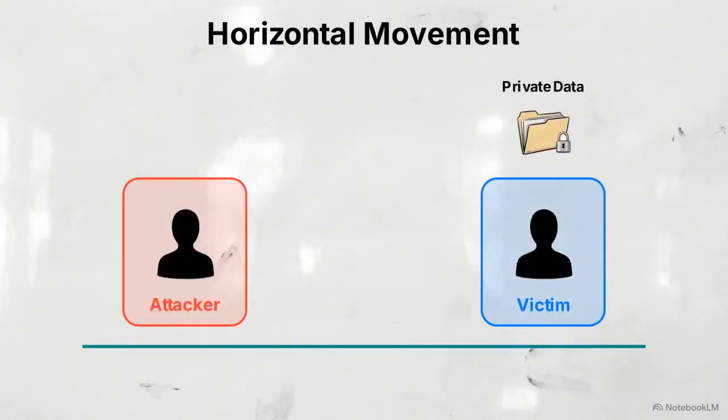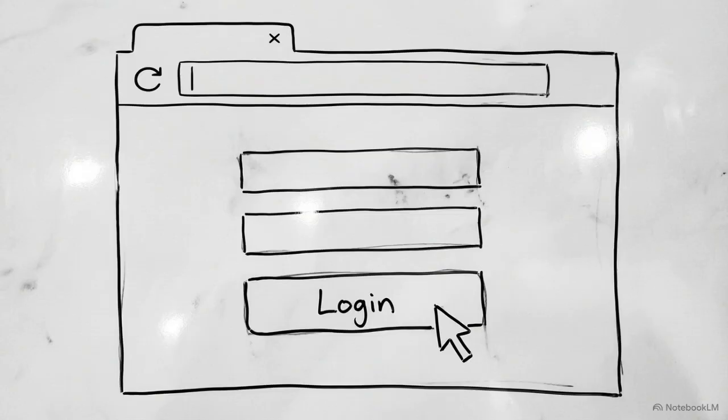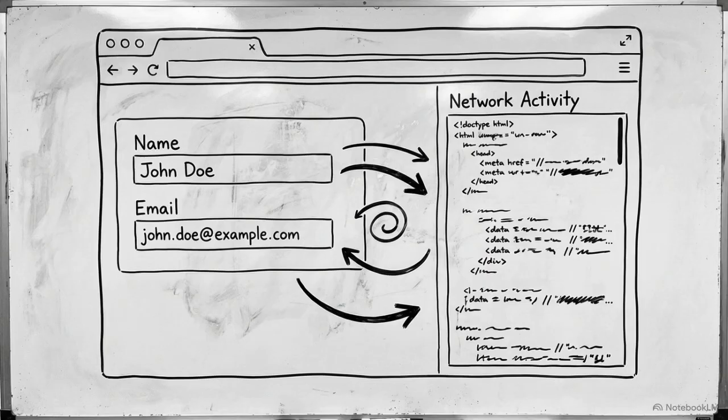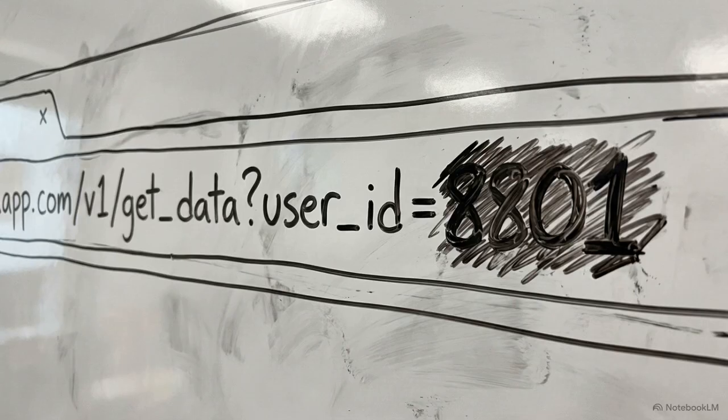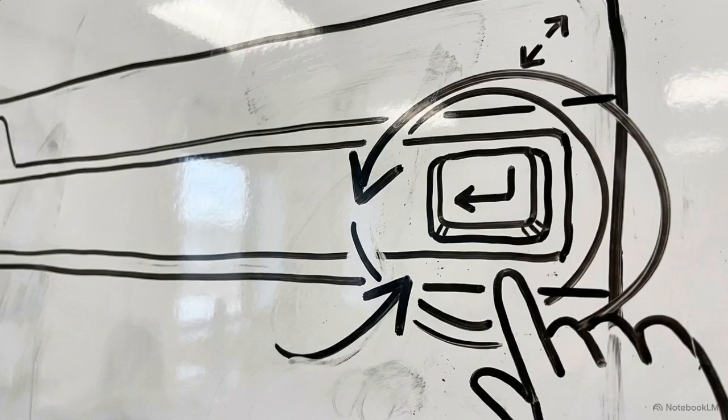We begin with horizontal movement. This occurs when an attacker accesses data belonging to another user who has the same level of privilege within the system. In a typical scenario, we log into a standard account and navigate to our own profile page to observe how the application handles data requests. Many applications use a unique identifier in the URL to pull specific records. By manually changing our user ID from 8801 to 8802 in the address bar, we test if the server validates the ownership of that ID.